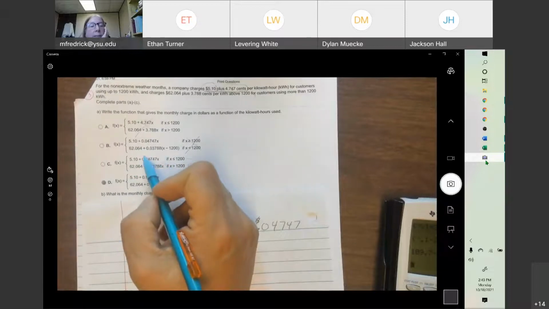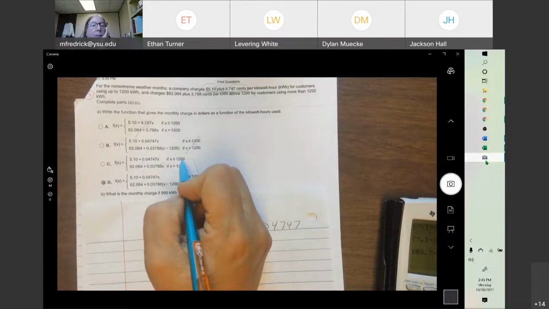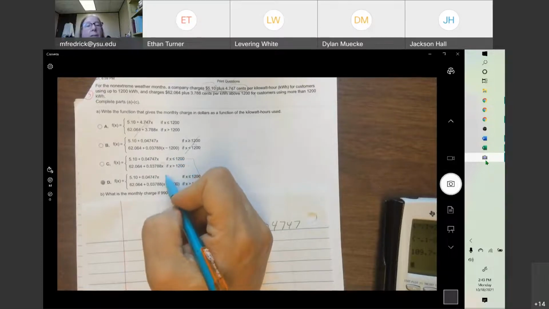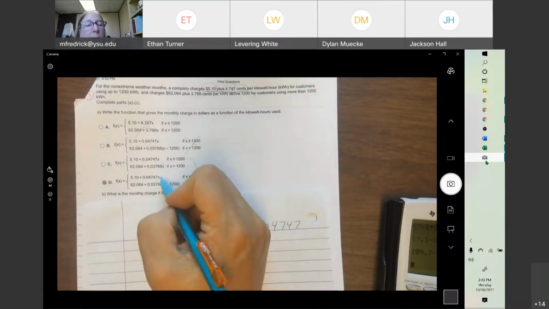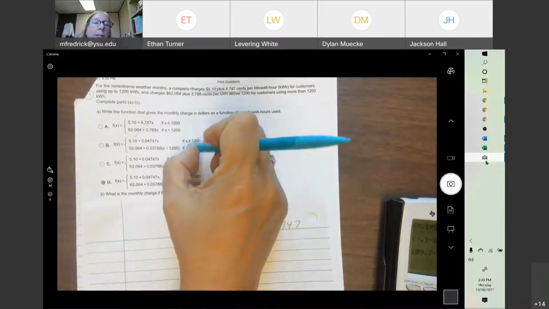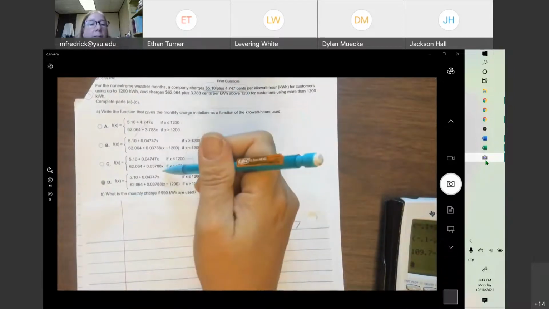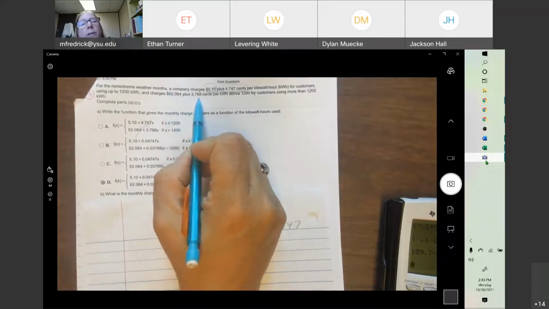$5.10 plus, they changed that to dollars, and it's less than or equal to 1,200. So this could be right. Notice the next one's identical, so it could be either one of these. Now you can see I marked this one already from my last class. But the reason that it's the bottom one and not this one is because of what it says right here.